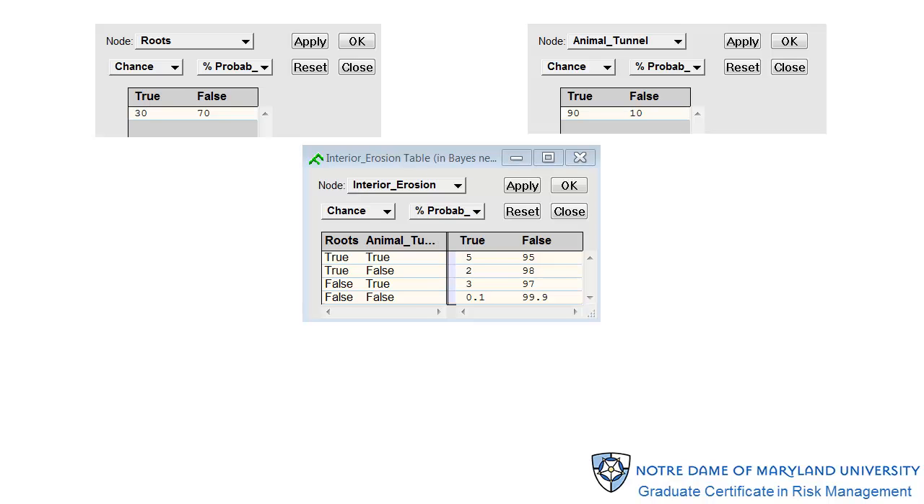Now let's take a look at the situation where we have a false, false for the parents. There are no roots, there are no animal tunnels. Here we see the probability that there is an interior erosion problem has dropped to 0.1%, while there is a 99.9% chance that there is no interior erosion problem.